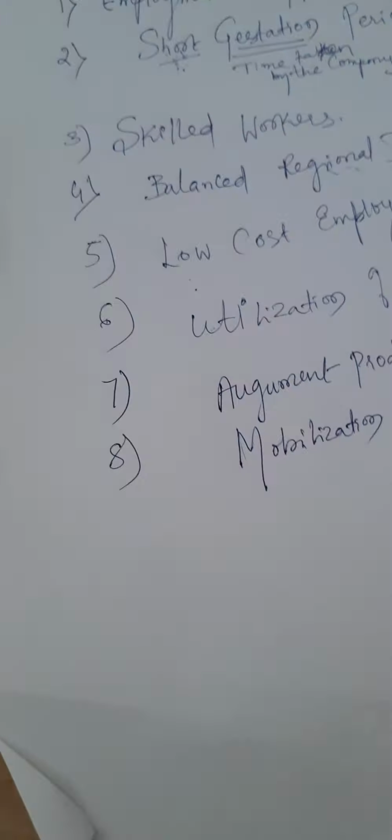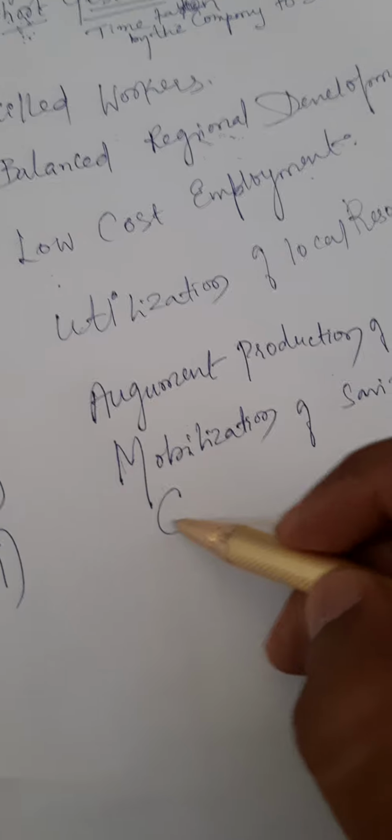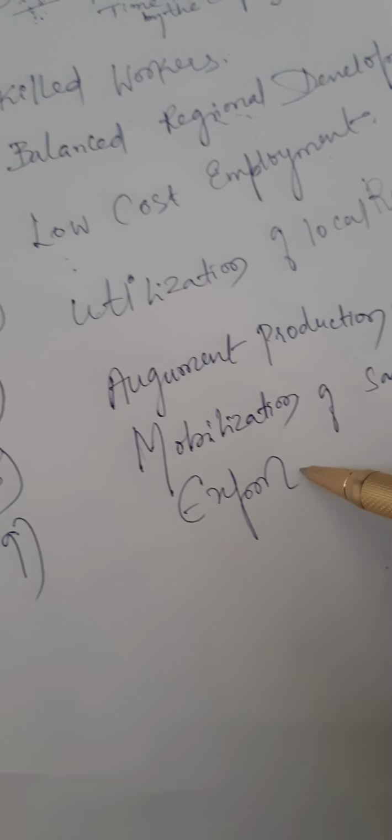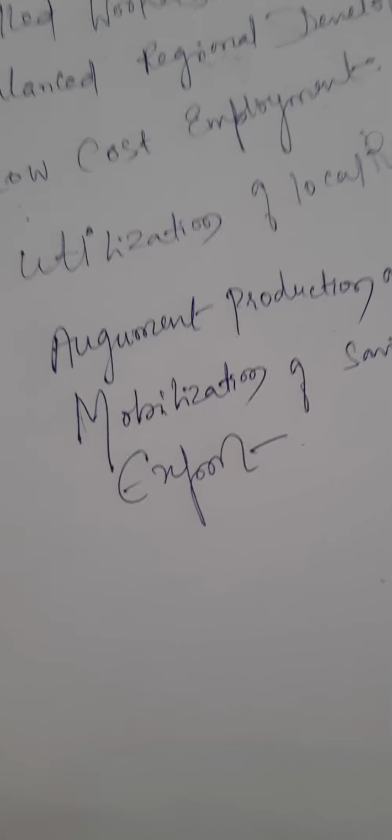So that is point number 8. Point number 9 is export. It helps in your export as well. Artistic handicrafts such as valuables like gems, jewelry, carpets, etc., which you can export as your local product.